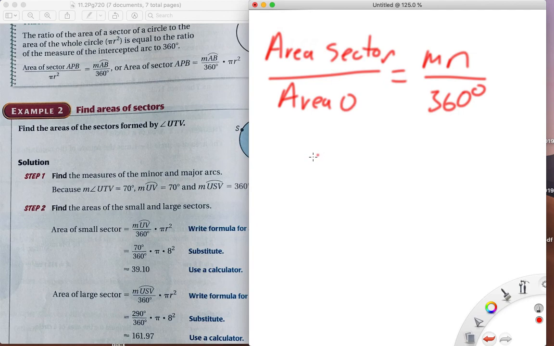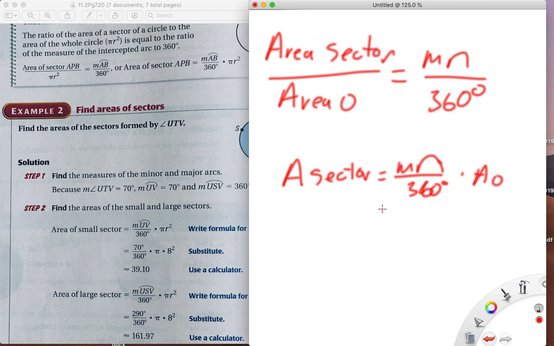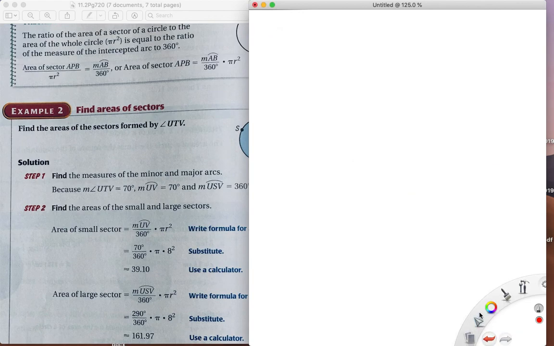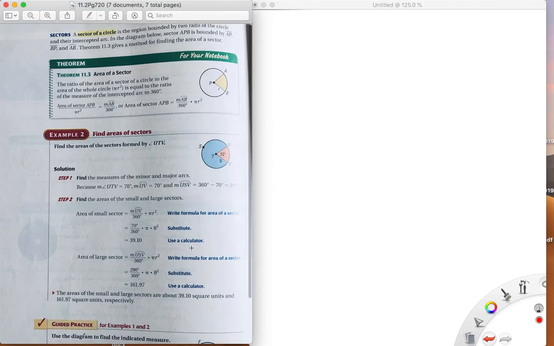They rename it by saying that the area of the sector is equal to the measure of the arc length over 360 times the area of the circle. But it's just renaming the same exact proportion. So with that information in mind, we can find some things.